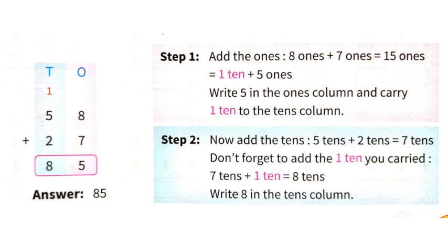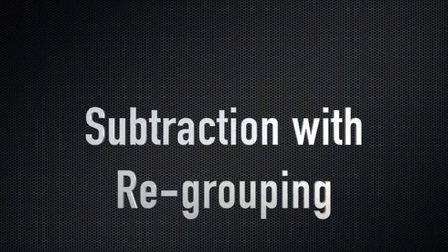Step 2. Now add the tens. 5 tens plus 2 tens equals 7 tens. Don't forget to add the 1 ten you had carried. 7 tens plus 1 ten equals 8 tens. Now write 8 in the tens column. The answer is 85.